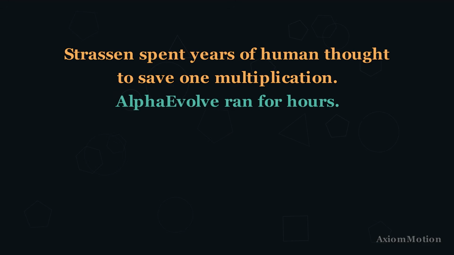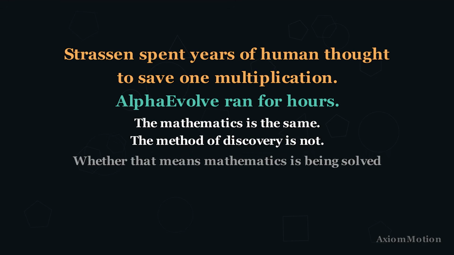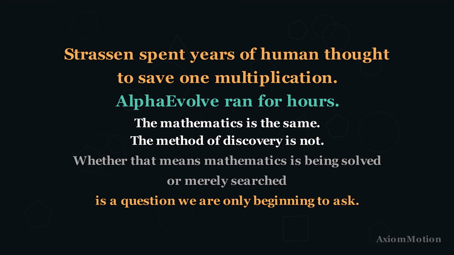scrutiny. Strassen spent years of human thought to save one multiplication. AlphaEvolve ran for hours. The mathematics is the same. The method of discovery is not. Whether that means mathematics is being solved or merely searched is a question we are only beginning to ask.